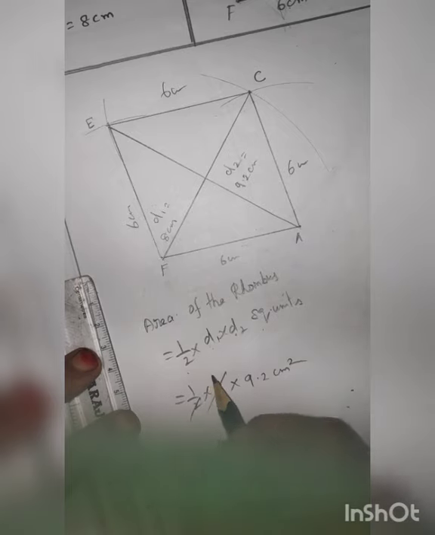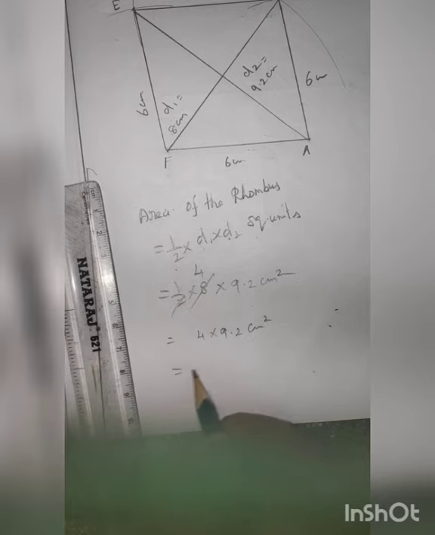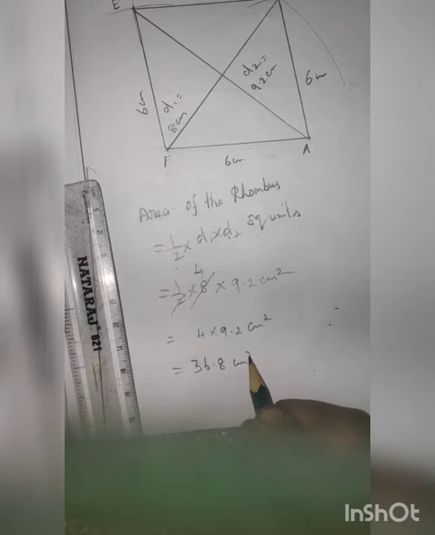Any one number you cut. 4 twos are 8. So 4 into 9.2 centimeter squared. Now write: 4 twos are 8, 9 fours are 36. The area is 36.8 centimeters squared.